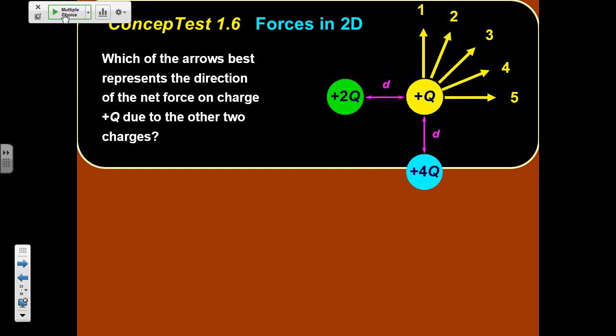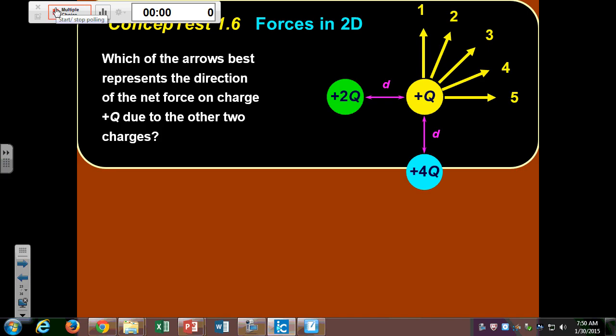All right. Forces. Which of the arrows best represents the direction of the net force on the charge plus Q due to the other two charges? Let one be A, two be B, three be C.